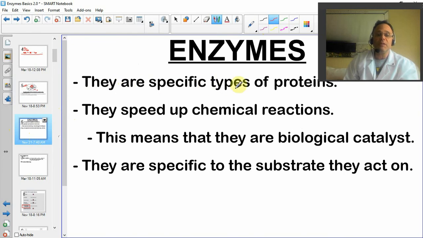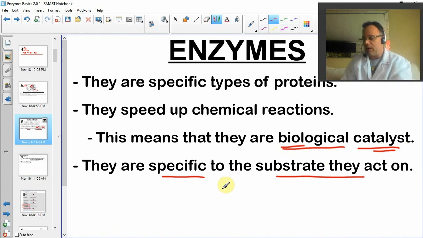So enzymes are specific types of proteins. They speed up chemical reactions. That means that they are biological catalysts. Breaking down this word, biological relates to living things, and a catalyst is anything that speeds up a chemical reaction. And they are very specific to the substrates they work on. Roll back to what we have done in class. If this represents a protein, each individual piece here is an amino acid.